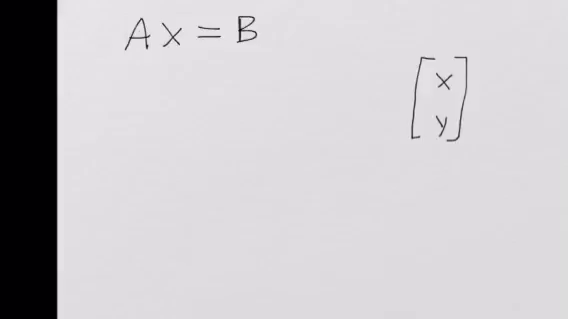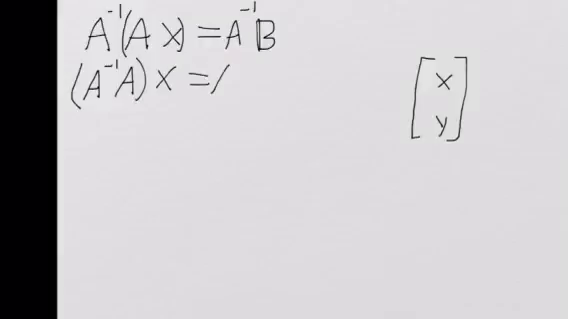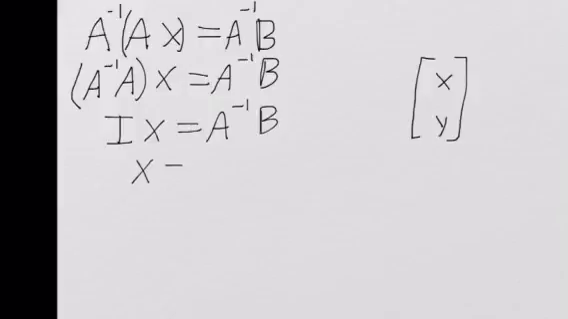So now I'm going to multiply on the left by A inverse. Well, now I'm going to use the fact that matrices are associative. So I have A inverse times A multiplied by X. Well, now, A inverse times A, by definition, is the identity. And then the identity, by definition, multiplied by anything, you just get what you're multiplying it by.